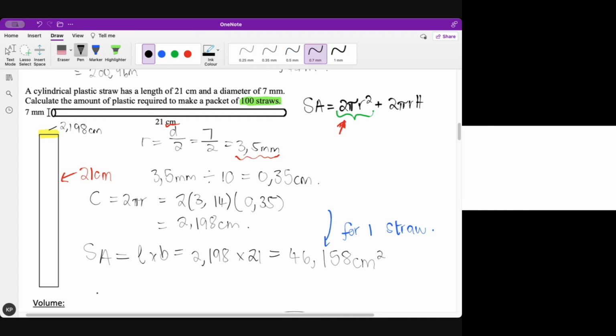Okay, so then for 100, you will say 46.158 times 100, which is, we don't even need our calculators for this, 4,615.8 centimeters squared. What a question.